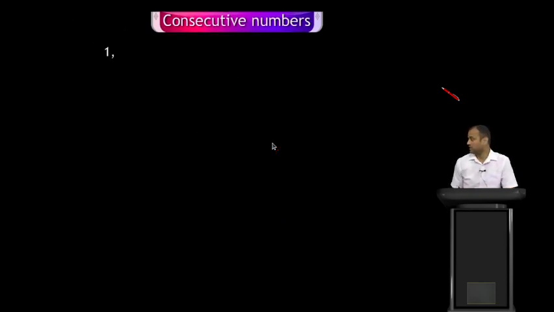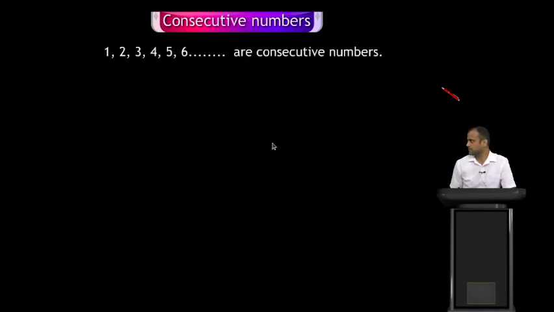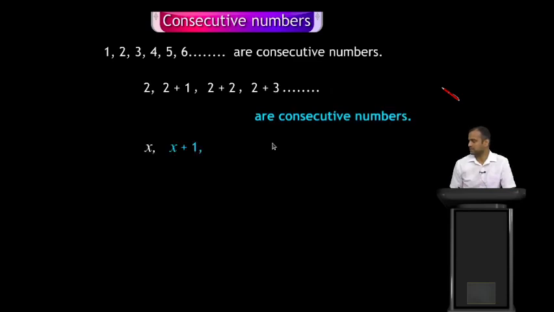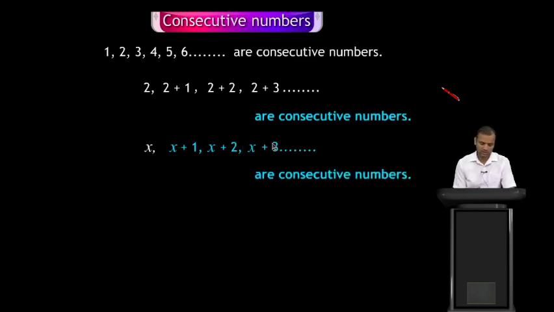And how can we write these numbers in variables? So we can write consecutive numbers as x, x plus 1, x plus 2, and so on. Okay, so these are called consecutive numbers. These are only consecutive, not even, not odd.